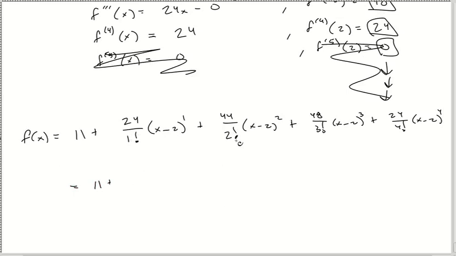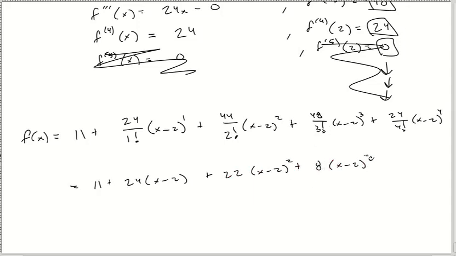1 factorial is 1, 2 factorial is a 2, 3 factorial is a 6, and 4 factorial is actually a 24, so kind of funny how that works. 24 x minus 2, you don't need a 1 right there. That's going to be a 2, so it makes it 22, x minus 2 squared. That's going to be a 6. 48 divided by 6 is 8.